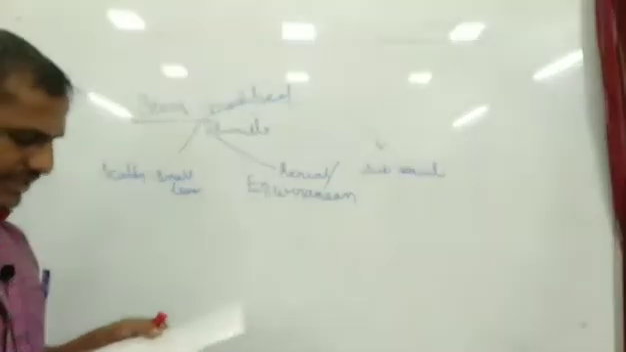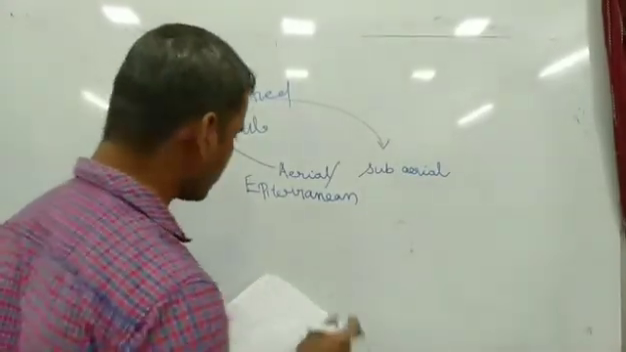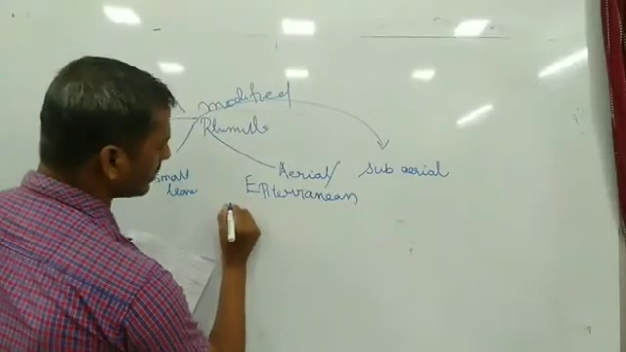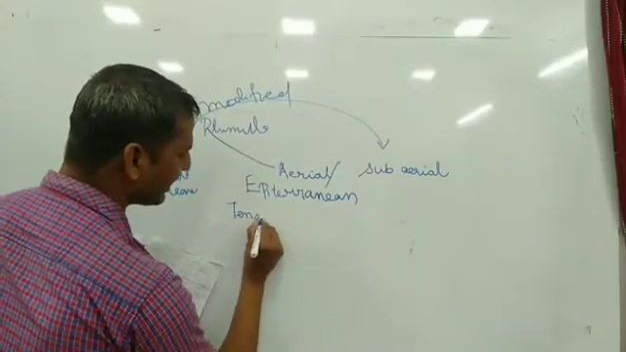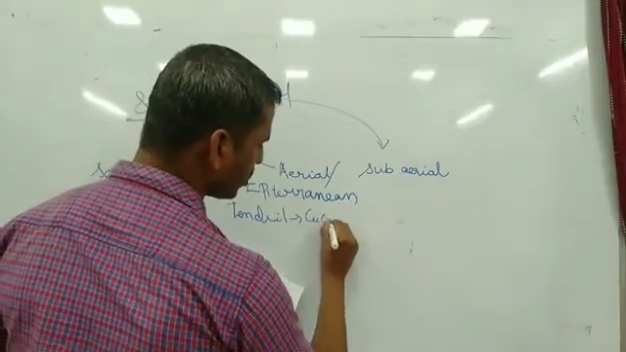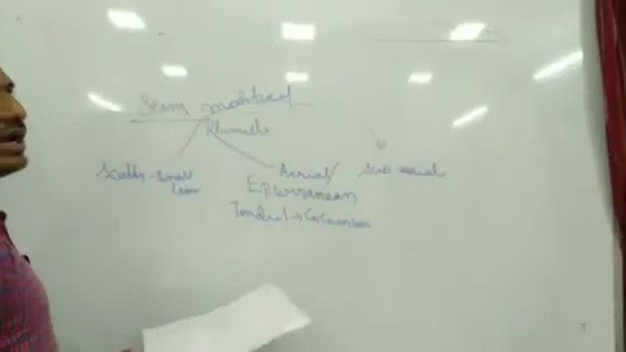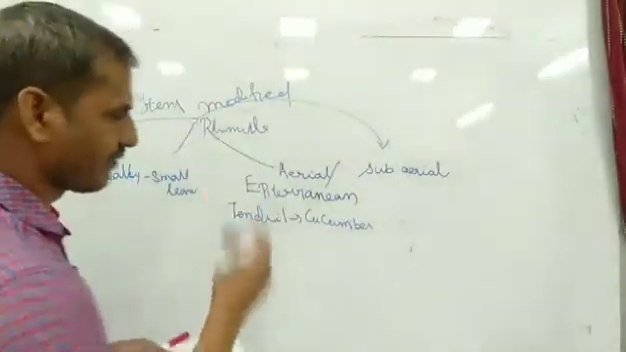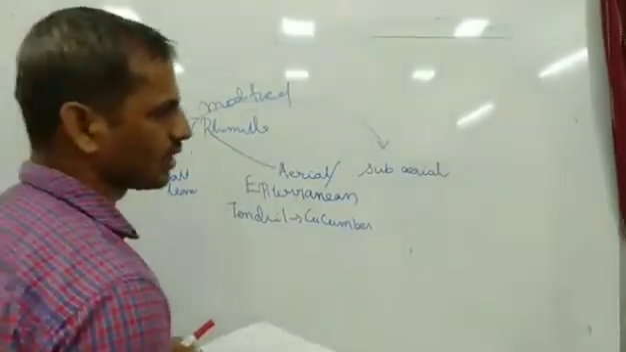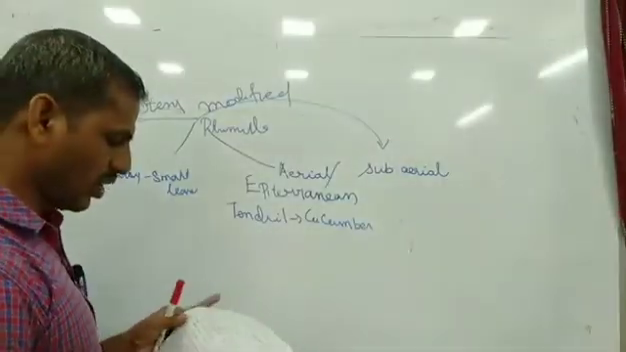Next, epiterranean, or we call it sub-aerial. Here the stem is modified into tendril. This is mainly present in cucumber plants and other Cucurbitaceae family members, like bottle gourd and ridge gourd. This is the tendril. It is very common.